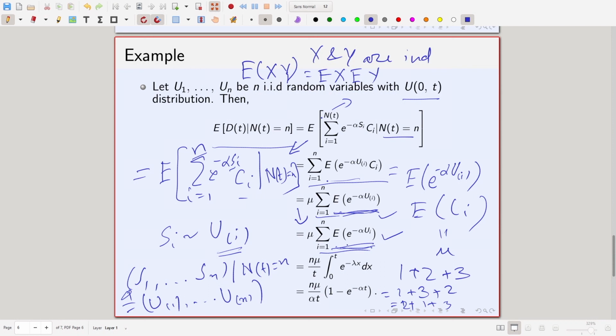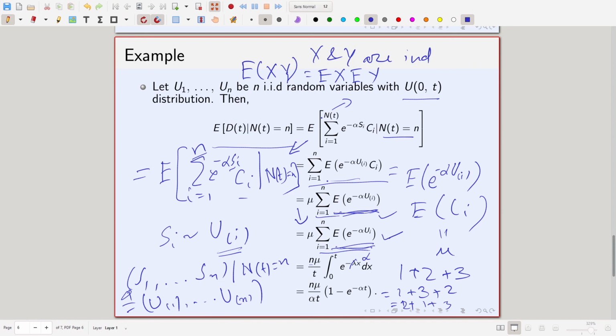But now each Ui is an identically distributed Uniform(0, t) random variable. So this sum will be n mu over t times the integral from 0 to t of e to the power minus alpha x dx. Sorry, not lambda but alpha. So mu is there, since each of these expectations is the same you get an n, and then you just find the expectation of one term. Remember Ui has a Uniform(0, t) distribution, so it has density 1 over t on the interval 0 to t.